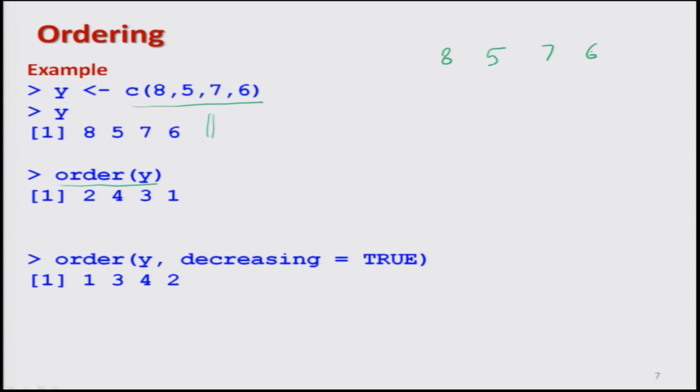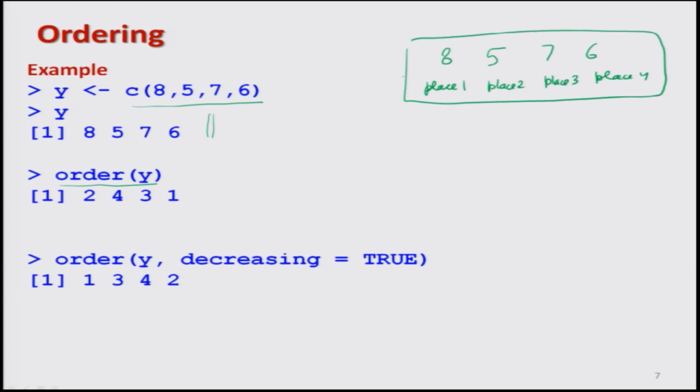One is the place value. The place value here is, this is place number 1, this is place number 2, this is place number 3, and this is place number 4. If you try to visualize this, suppose I have a cell like this, and it is saying that this is the address of the first value, this is the address of the second value, this is the address of the third value, and this is the address of the fourth value.